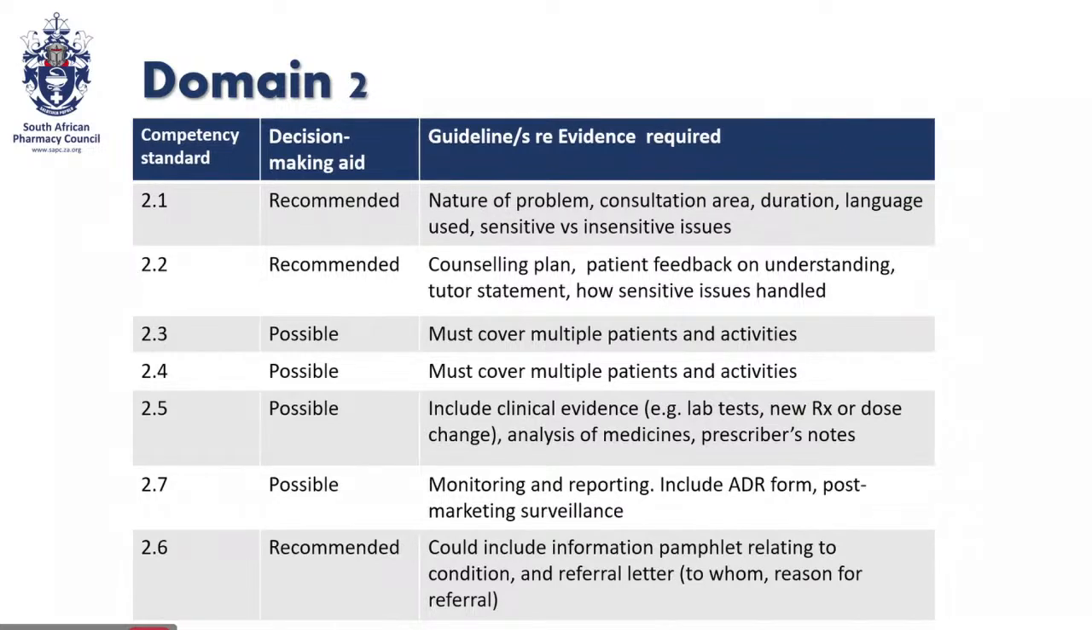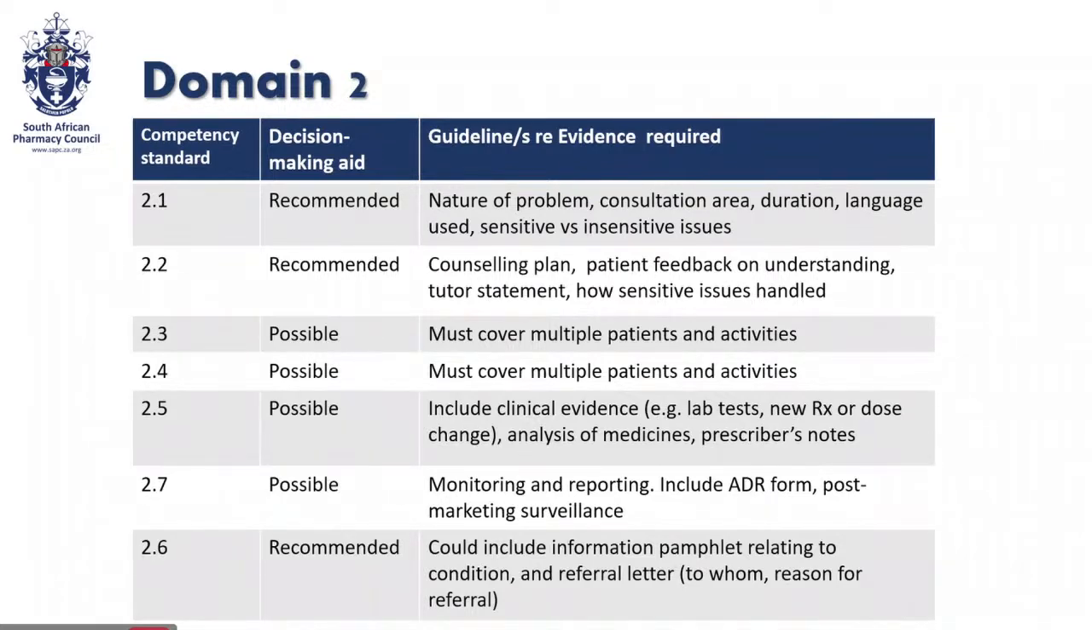Domain 2, we said 2.1, 2.2, or 2.6 are the recommended competency standards. For 2.1, some of the evidence that you can provide: the nature of the problem, the consultation area, the duration of the consultation, the language that was used, which sensitive and insensitive issues you addressed. If you look at counseling 2.2, what did your counseling plan look like? Provide that. Patient feedback on understanding, tutor statement. How did you handle sensitive issues?